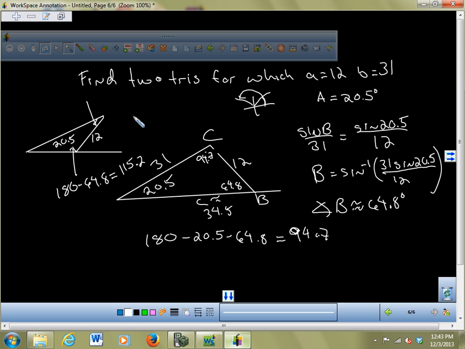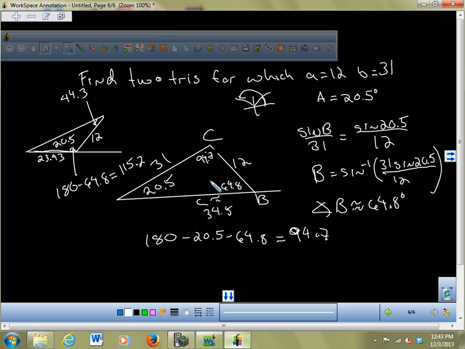Which makes this angle up to the top 180 minus 115.2 minus 20.5, which is 44.3, and then you'd have to find this side. The sine of 44.3 is to this as the sine of this is to this, and then you would finish out the triangle. Do you get that? So that side ends up being 23.93 right here. So it's a totally different triangle, given the same angle, the same side, and the other side.